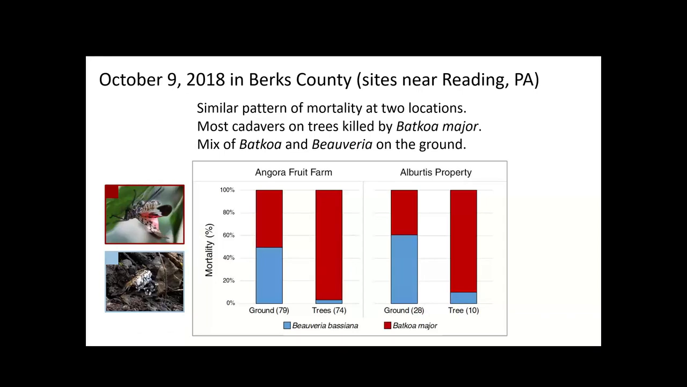So we saw this in two different sites close to Reading, Pennsylvania in 2018. You're seeing bar graphs here for mortality. Blue was any lanternfly killed by Beauveria. Red was Batkoa. And we were looking at cadavers on the ground and on the trees.